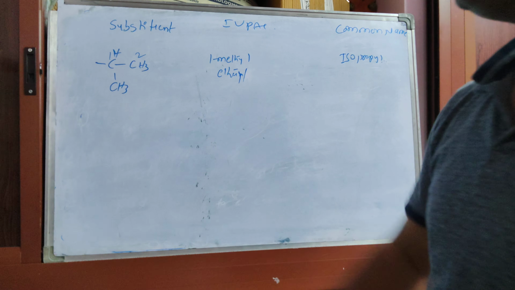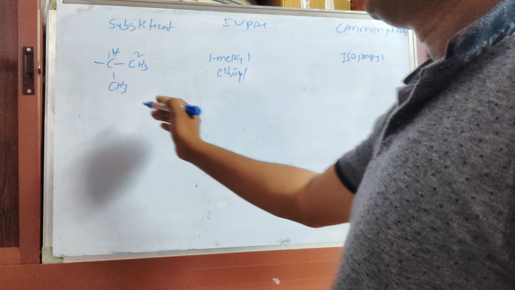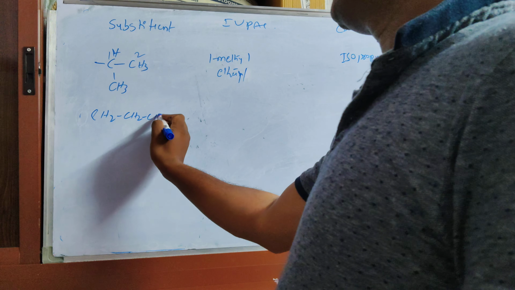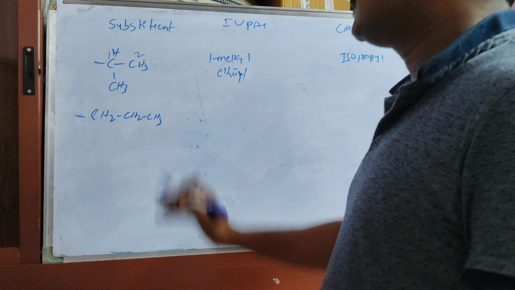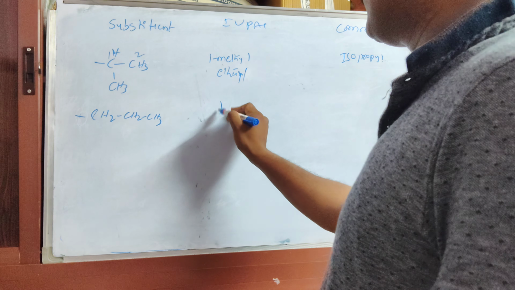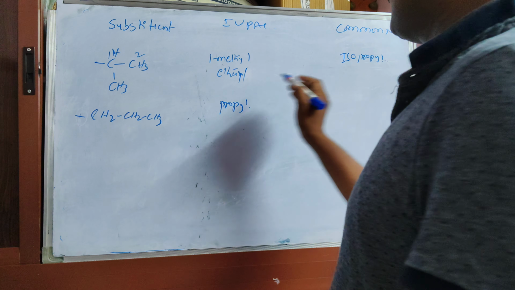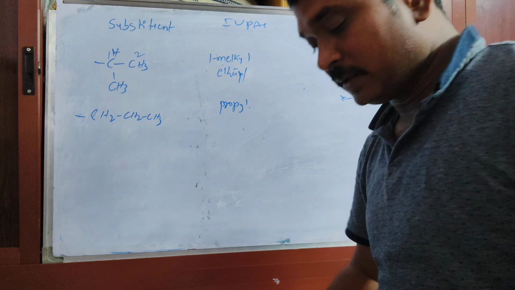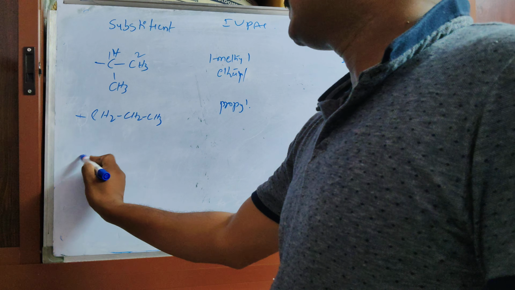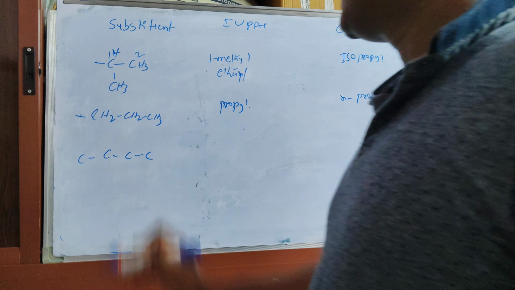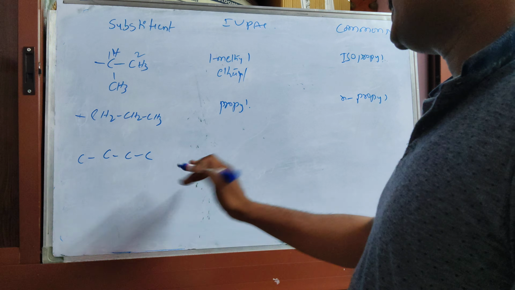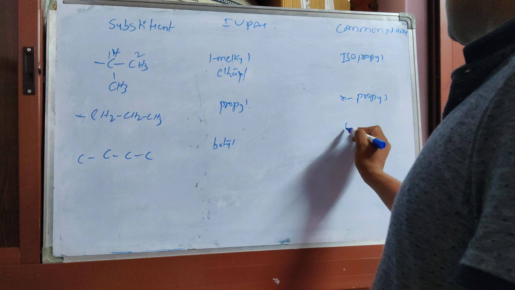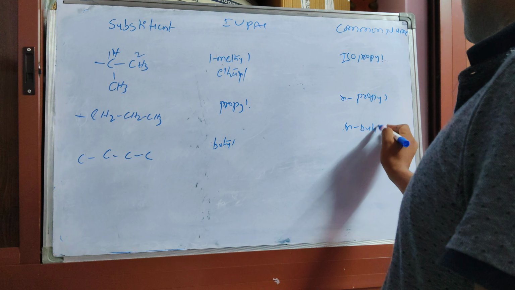In case of 3 carbons, if it is a straight chain, CH2, CH2, CH3, what is the IUPAC name? Propyl. The common name is n-propyl, normal propyl. In case of a 4-carbon normal chain, this is butyl. This is n-butyl, the common name.